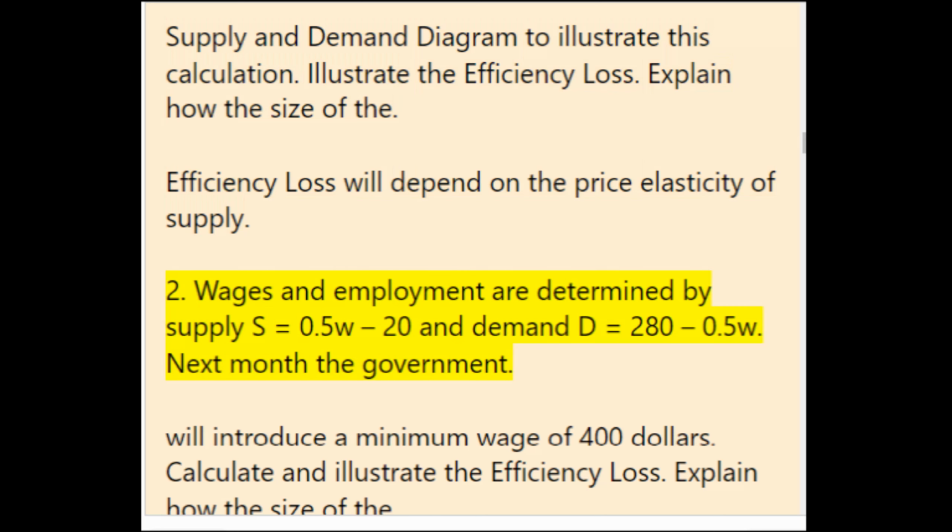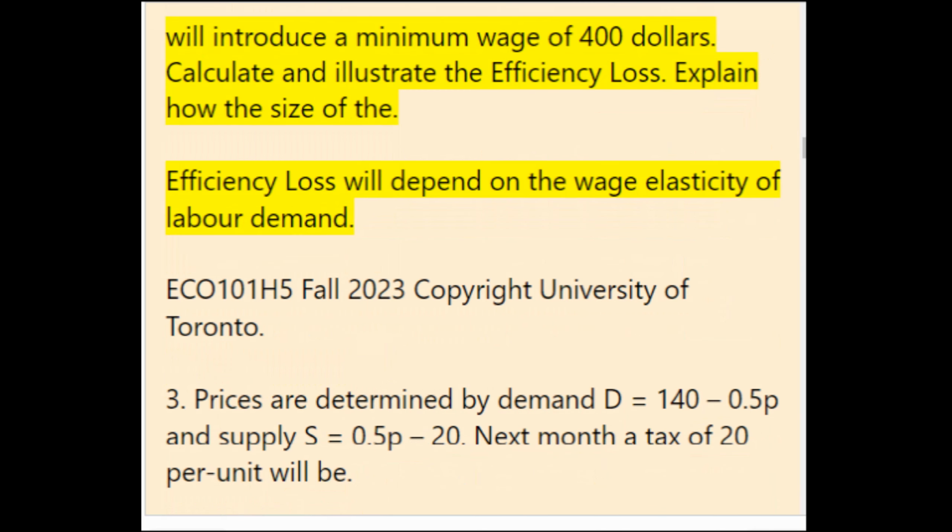2. Wages and employment are determined by supply S = 0.5W - 20 and demand D = 280 - 0.5W. Next month the government will introduce a minimum wage of $400. Calculate and illustrate the efficiency loss. Explain how the size of the efficiency loss will depend on the wage elasticity of labor demand.